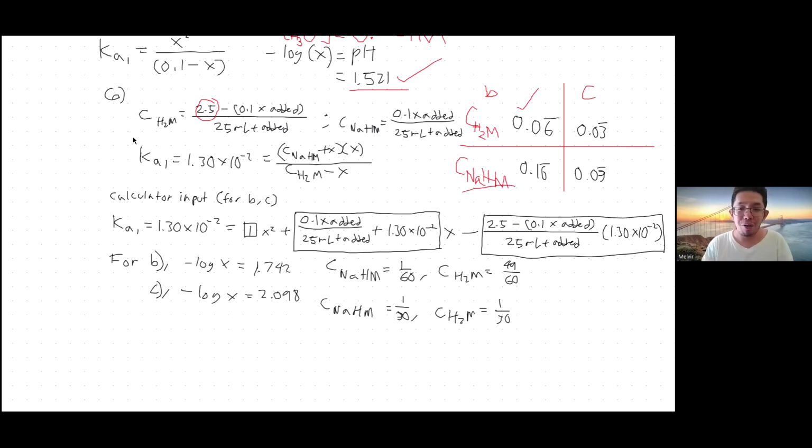Di mo pa rin siya nakuha. Ano, tignan mo, check mo. Ang laki niya, no, 0.16. Imagine mo, 0.16 molar kagad yung sodium hydrogen maleate. You just added 5 ml 0.1. Ayan, 0.016667. Okay, good.